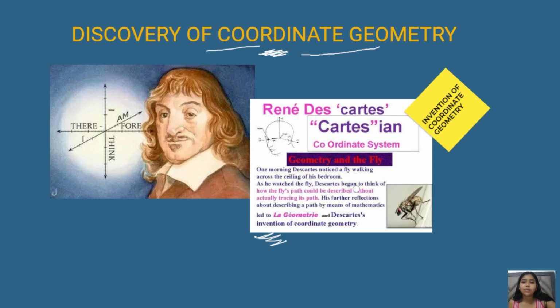How did he explain this? How did he think that any point can be plotted on the graph, on the number line, or on the Cartesian plane? What came to his mind? Descartes noticed a fly walking across the ceiling of his bedroom. It was a very normal thing. He just saw a fly walking around the ceiling.